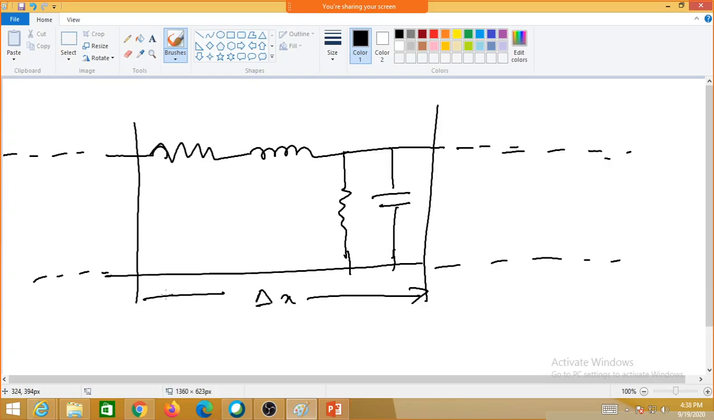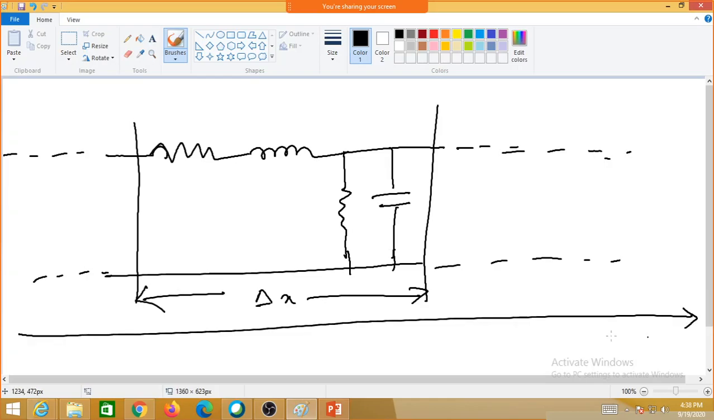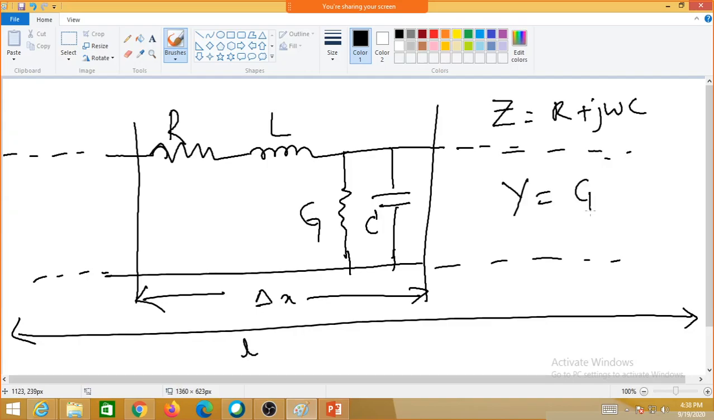Okay, so the total length, maybe you can take it as L of this transmission line. It will be characterized by R, L, G, and C. Now the impedance will be R plus j omega L, and the admittance will be G plus j omega C. This is how the impedance and admittance characteristics can be defined for a transmission line.